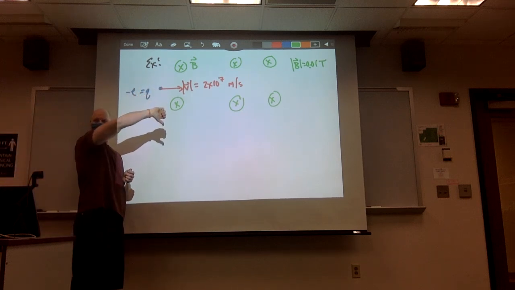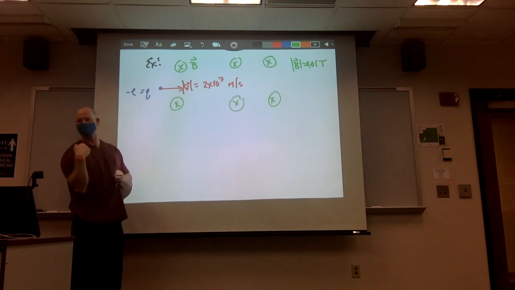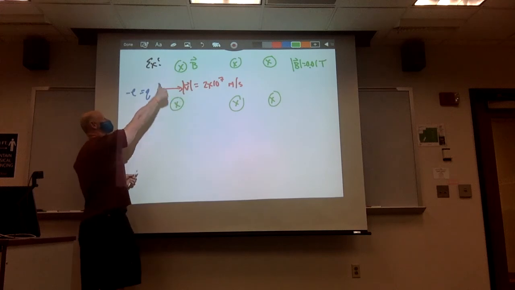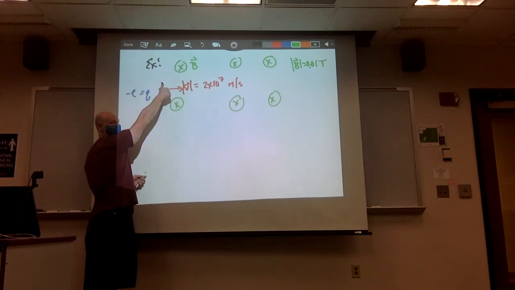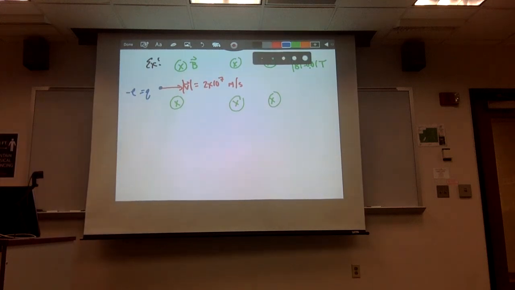Rotate by 180 degrees, because that negative sign flips it by 180 degrees, based on what we talked about before in 205. So if it was a positive charge particle, the force would be in this direction. But since it's a negative charge particle, that extra negative rotates it downward, which means it's going to feel a force in this direction. That's my magnetic force.